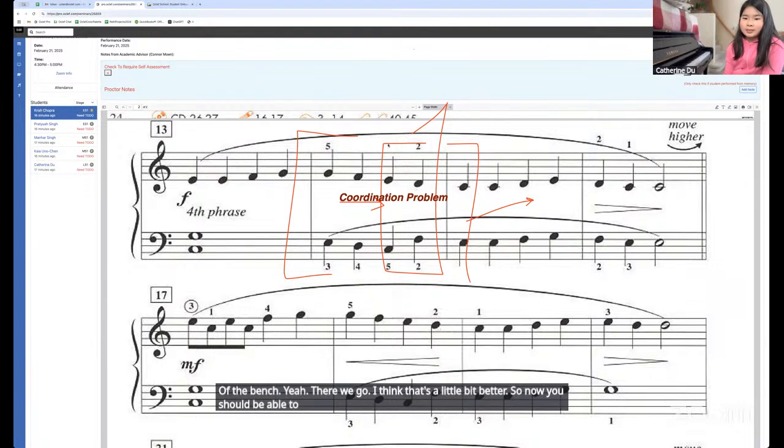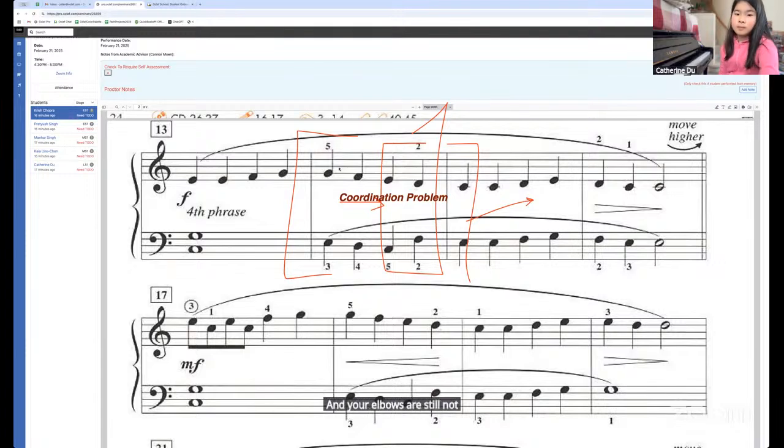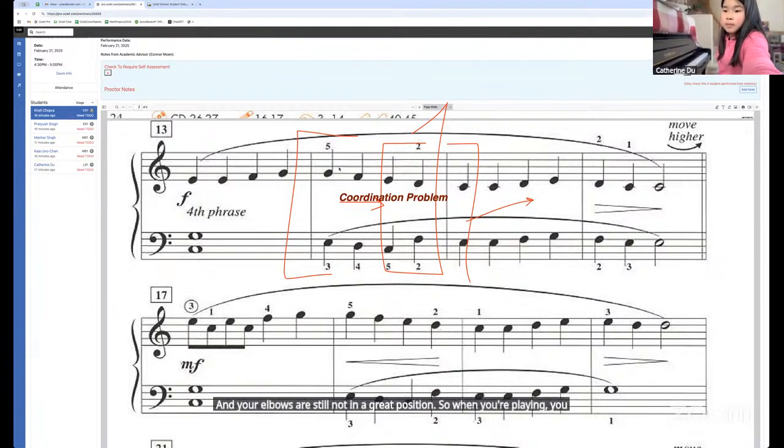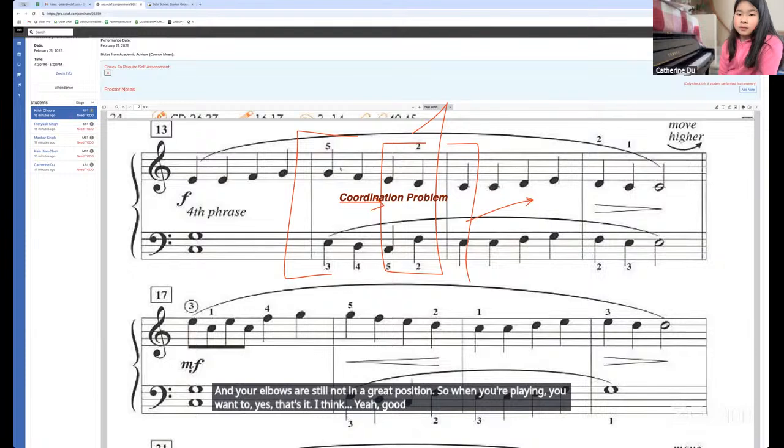Now let's come back to the same position here. And your elbows are still not in a great position. So when you're playing, you want to, yes, that's it. I think, yeah, good. Let's try it one more time.